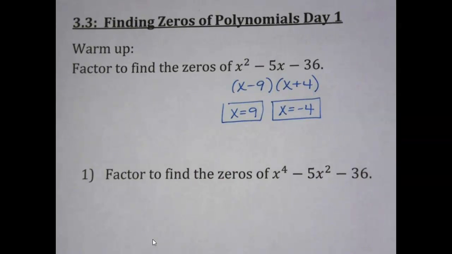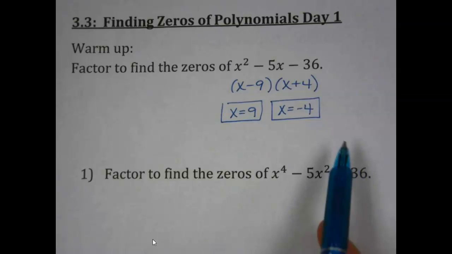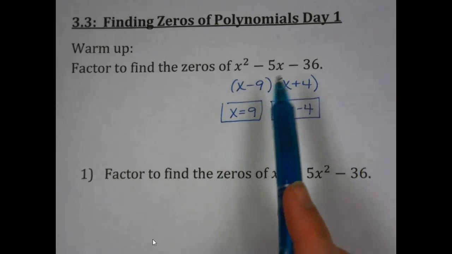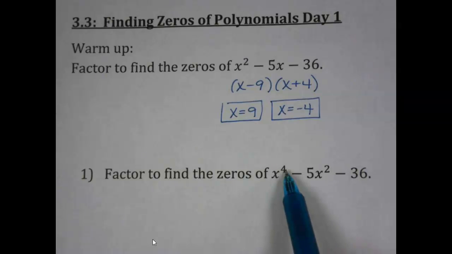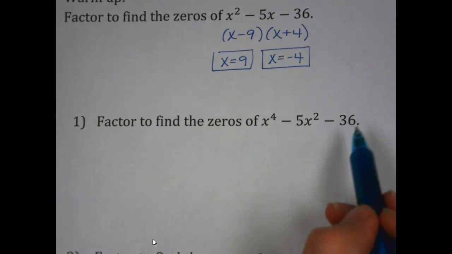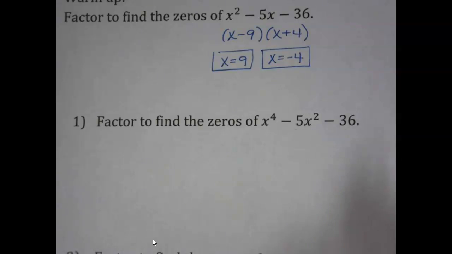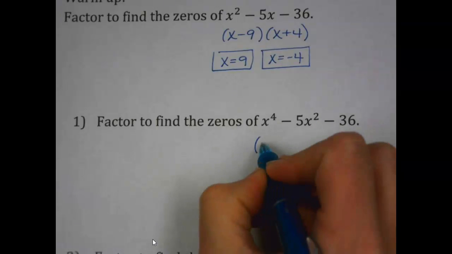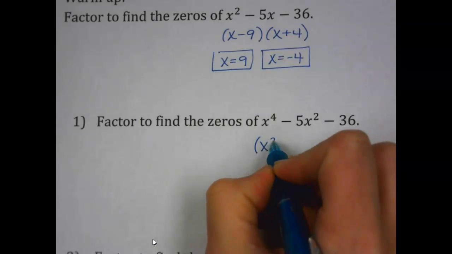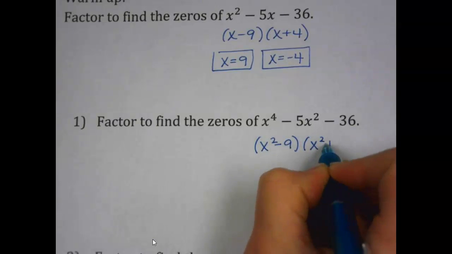Now we want to apply that to number 1, factoring to find the zeros of x to the 4th minus 5x squared minus 36. Notice all the numbers are the same, the coefficients, as our warm-up. The only thing that's different are the exponents. Well, we factor it very similarly. You still want to know what multiplies to get negative 36 and adds to get negative 5. It's still negative 9 and 4. But when you go to put it in the parentheses, instead of just x minus 9, we would have x squared minus 9. And instead of x plus 4, we'd have x squared plus 4.